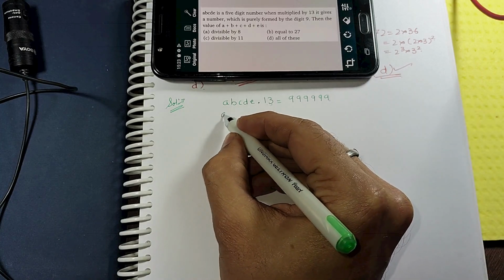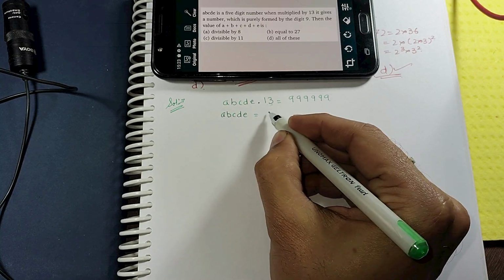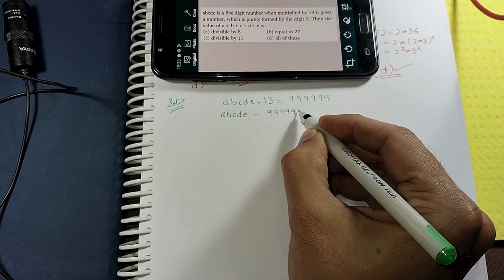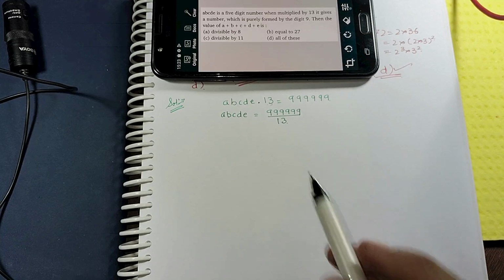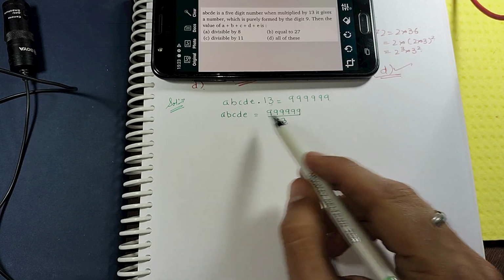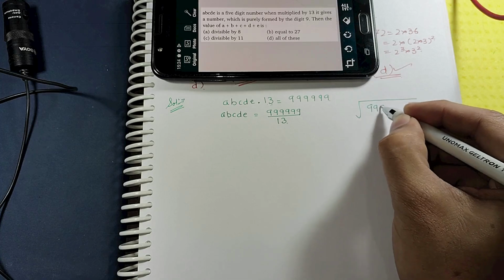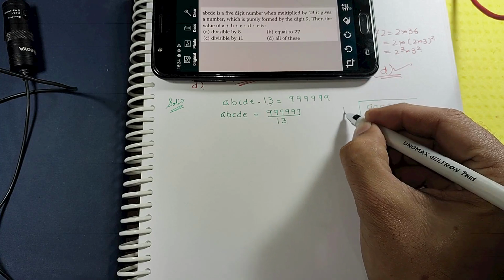Now in order to find the value of ABCDE, I will shift the 13 to this side. So this number will be basically equal to that number divided by 13. Basically this is the quotient of this division. So we will divide 999999, six nines, by 13.